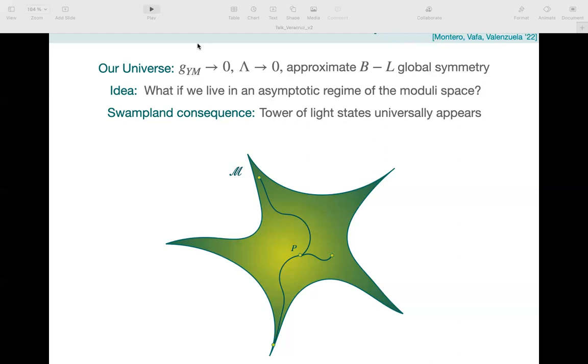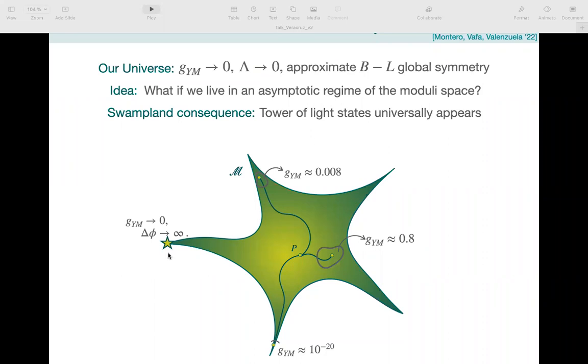There is this approximate B minus L global symmetry, or even close to exact B minus L global symmetry. So the idea is that since we have this moduli space, depending on where you are in the moduli space, these parameters will get fixed at specific values. And the closer you are to the interior of the moduli space, the larger these values are. But if you go to this absolute, let's say, asymptotic limit, you can indeed find some reasonable justification for having these extremely small values.